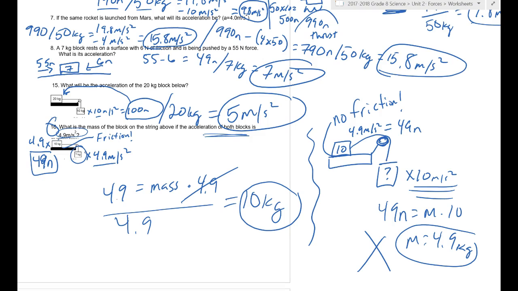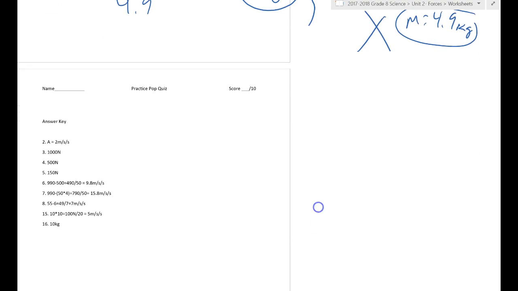Now, I've kind of gone off on a tangent here explaining how this is possible. You don't really need to understand that in order to solve the problem. However, it's helpful to understand why this would be the case, that in this one instance, number 16, it's the only problem where we've talked about the hanging block not accelerating at 10 meters per second squared, but instead, in this case, accelerating at 4.9. It is important to understand that the reason that would happen is because of friction between the block and the table. Just to confirm, the answer key is down here.